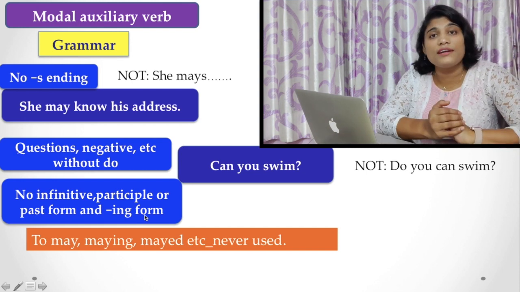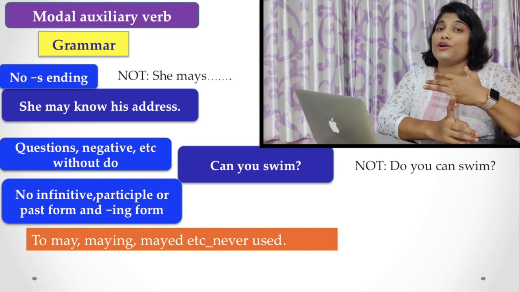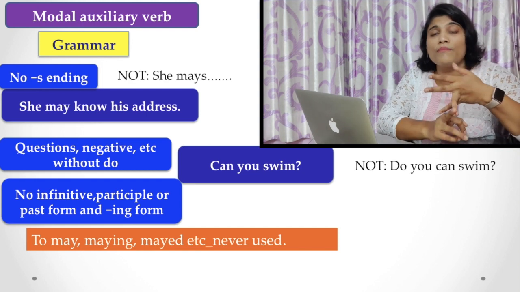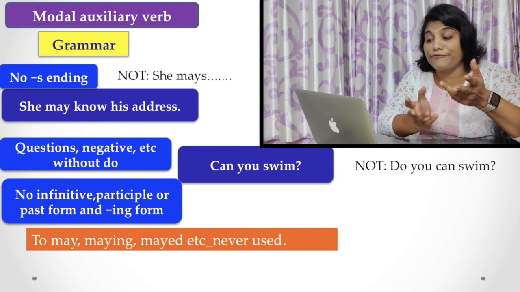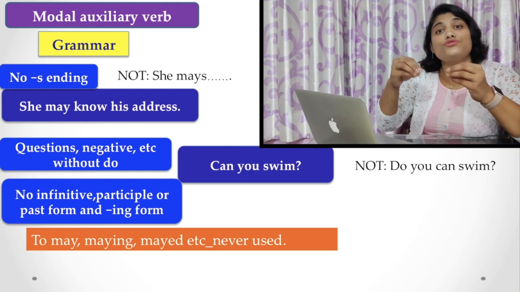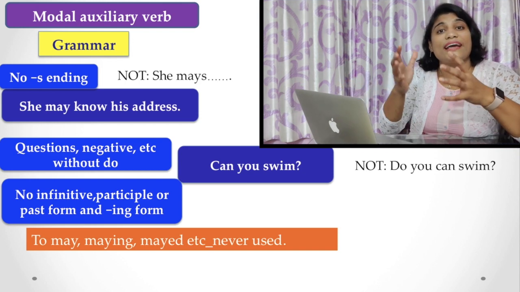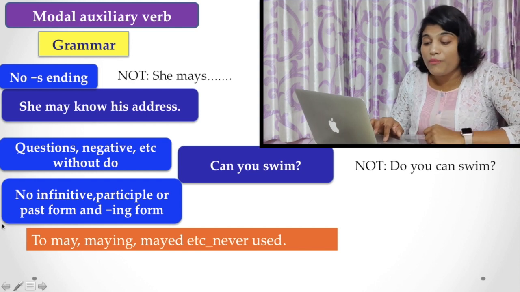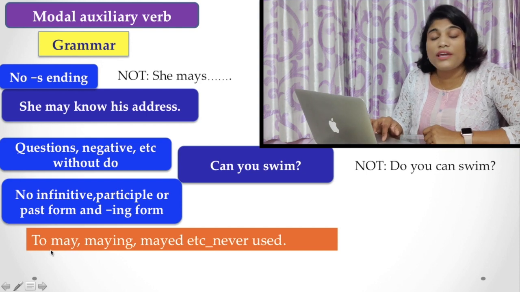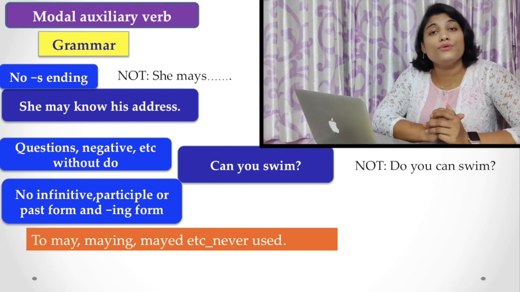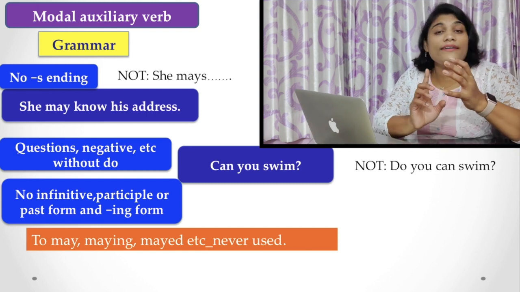In case of modal auxiliary, they are the tense-free element. You do not put any tense element with the modal auxiliary. They don't have any ing form. They don't have any infinitive form or participle form, except that you never use to after any modal auxiliary except ought to. For example, you don't say to may or to can. There is no infinitive form. You never say maying. There is no ing form, no made, etc. We never use that thing. So modals are tense-free elements.